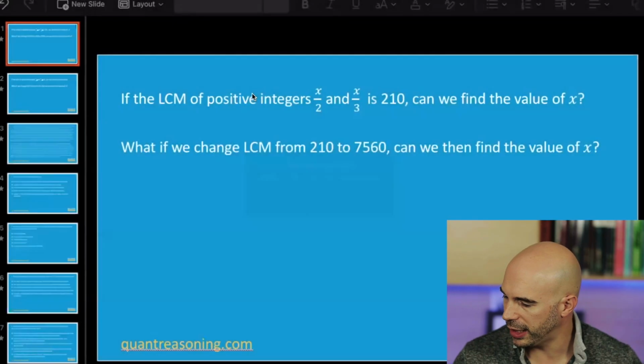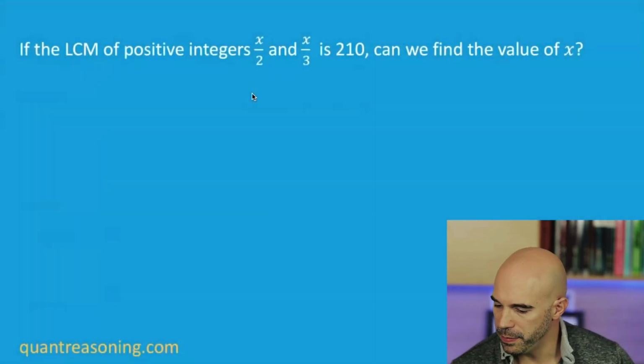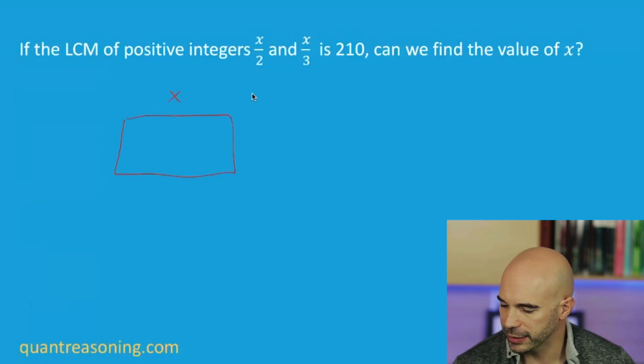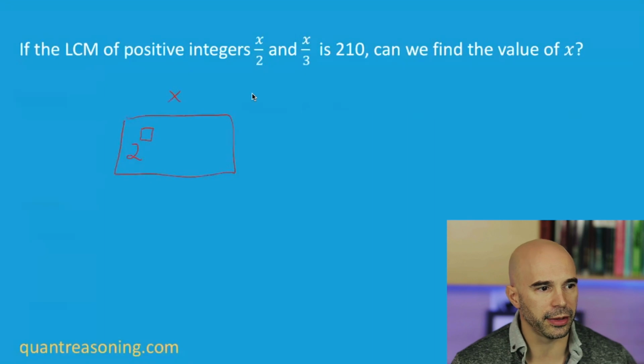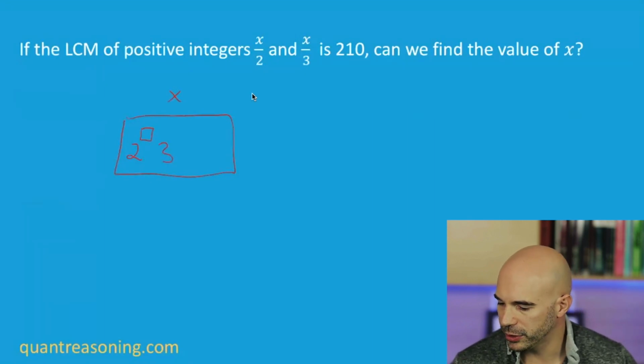So what I'm going to do now is imagine a prime box for x that has at least one 2. I'm just going to put a square there for the exponent, because I don't know how many 2's there are, but there's at least one. Same goes for the 3's. There's at least one 3. And then there may or may not be other stuff.